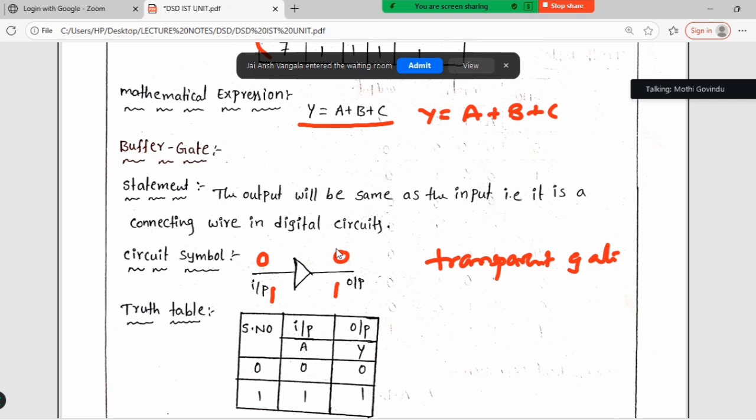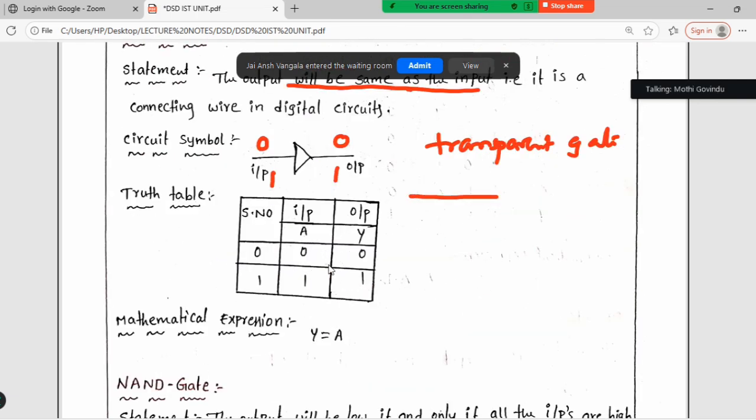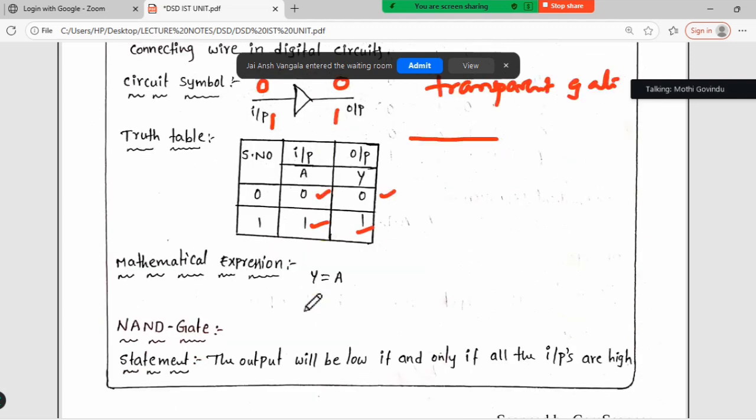The output will be same as the input. It is a connecting wire in a digital circuit. If you want to pass a signal from one place to another place, I can simply use the buffer gate. So it is a connecting wire in digital circuits. When I give 0, I get 0 at the output, and 1 gives 1. The mathematical expression is y equal to a. This is about the buffer gate.